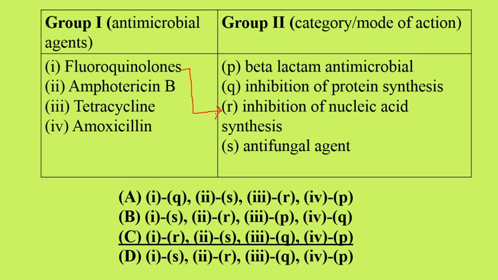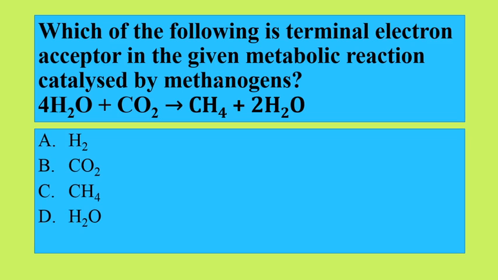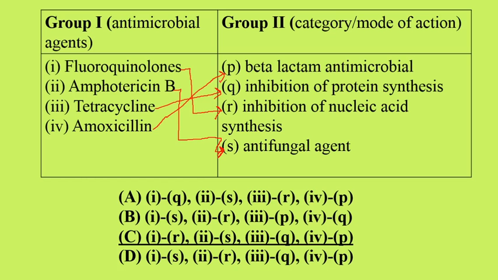Then we have amphotericin B. Okay, so amphotericin B is an antifungal agent. It retards the growth of fungus or any fungi that is growing. Then we have tetracycline. Tetracycline inhibits protein synthesis. Okay, so that is the option Q. Then amoxicillin, it is a beta lactam antimicrobial. It inhibits cell wall synthesis. So the option C over here is the correct answer.